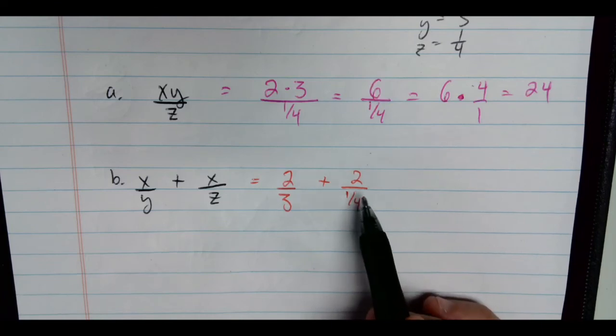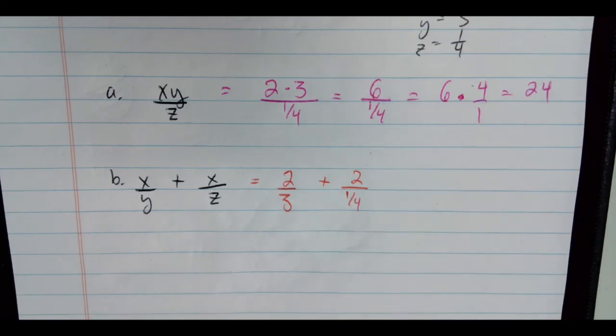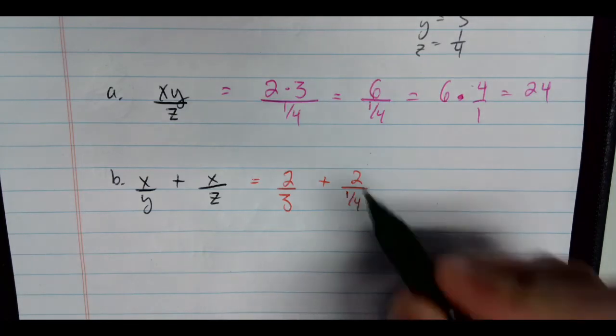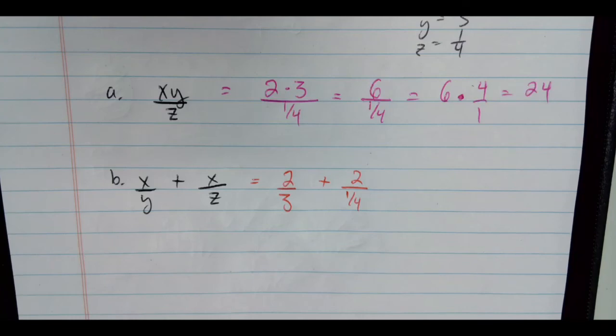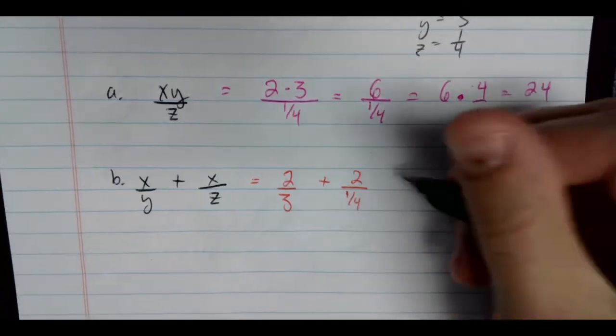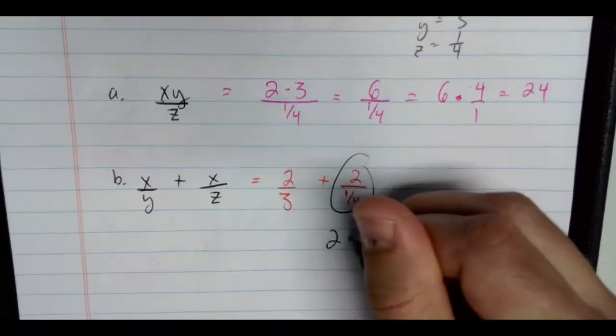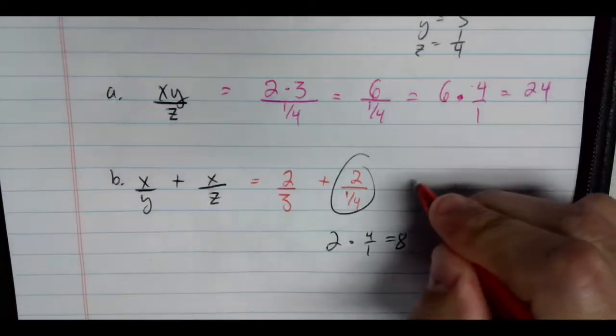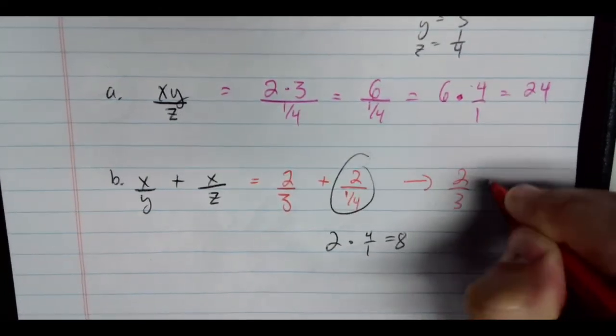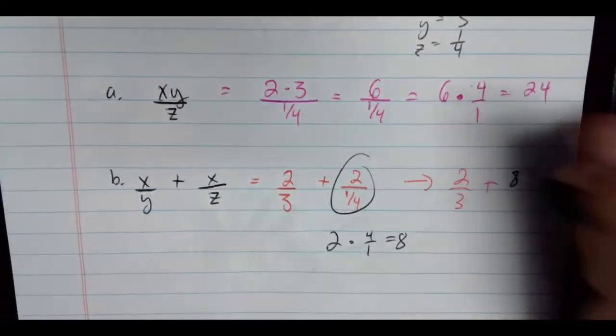So if you don't like that, which Luke is perfectly justified, and he's probably going to get it a little bit quicker if he does it that way. What we can do is think, well, how many times does a quarter go into 2? How many quarters are there in $2? 8. Right, you can say 2 times 4 over 1. Yep, that's 8. So what we'd be trying to add is 2/3 plus 8.